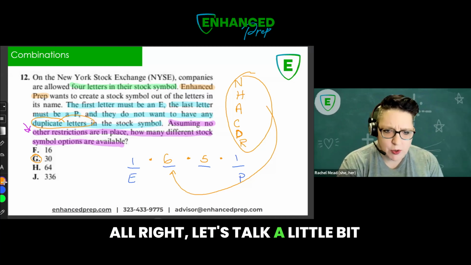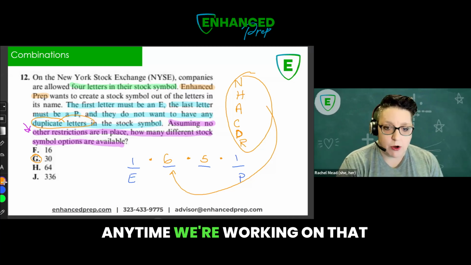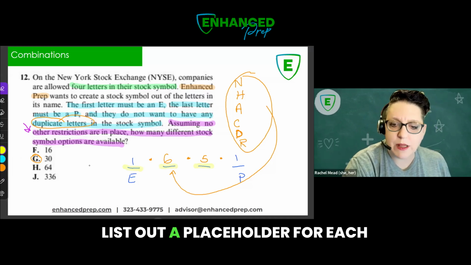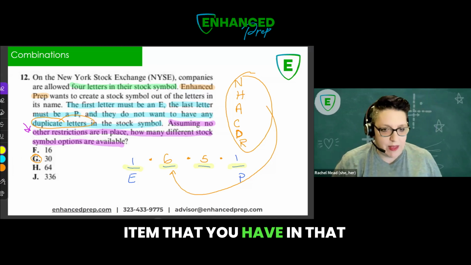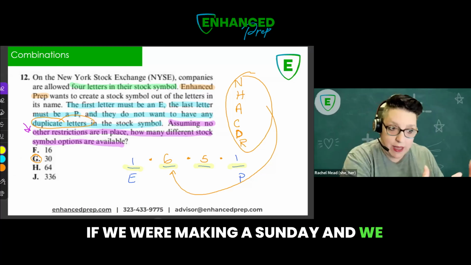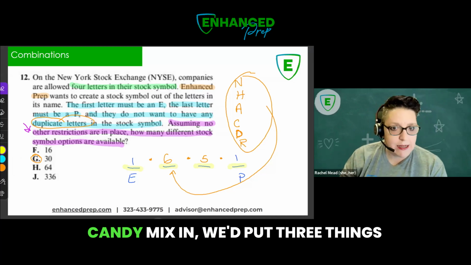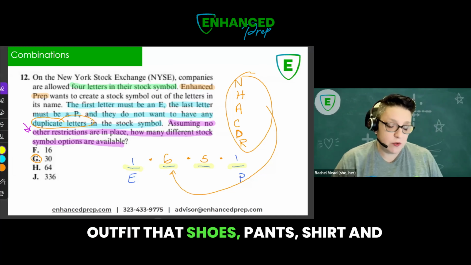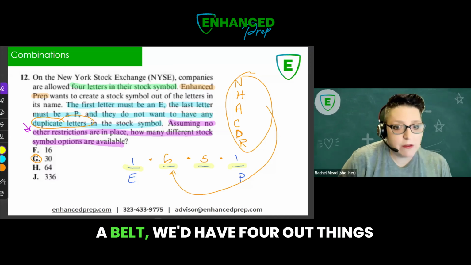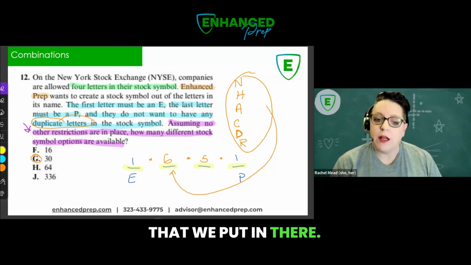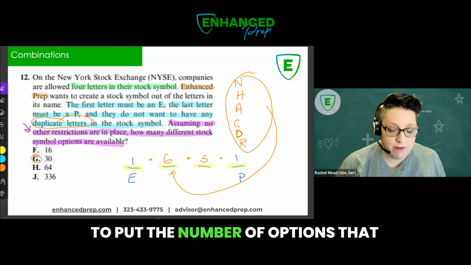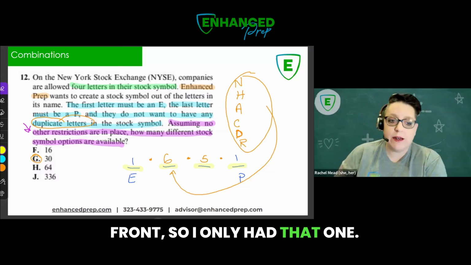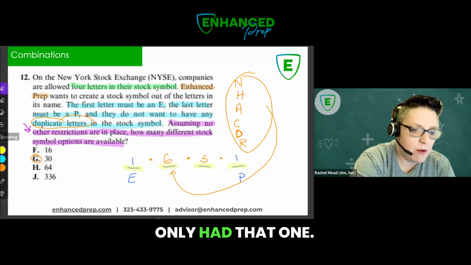All right, let's talk a little bit about how we're setting this up. Anytime we're working on a combinations question, I want you to list out a placeholder for each item that you have in that combination. If we were making a sundae and we had ice cream versus topping and a candy mix-in, we'd put 3 things in there. If we were putting together an outfit with shoes, pants, shirt, and a belt, we'd have 4 things that we put in there. Above each placeholder, we're going to put the number of options that we have to choose from. In this case, I had to do an E up front, so I only had that one. I had to do a P at the end, so I only had that one.